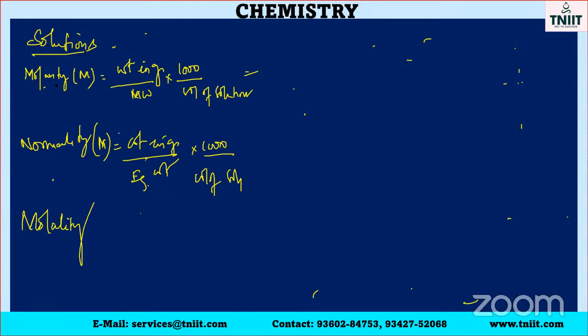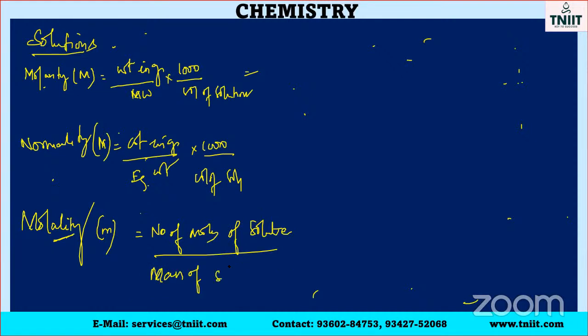Molality, M-O-L-A-L-I-T-Y, is represented by small letter m. So molality is calculated by the formula: number of moles of solute divided by mass of the solvent in kilograms. Now how do you calculate the number of moles? Number of moles is calculated by the formula weight in grams divided by molecular mass.